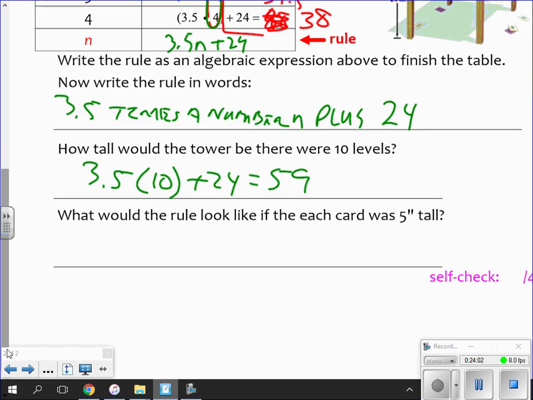Okay, what would the rule look like if the cards were not 3.5 but 5 inches? What would your expression be if you had 5-inch tall cards instead of 3.5-inch tall cards? How would that change the expression? How would that change the rule? What would I do? What would it change to? Bingo. So I would take the 3.5, put 5 instead, so I'd have 5n plus 24. We got bigger cards, which may or may not be an advantage to writing it out. Okay. Questions? Okay.